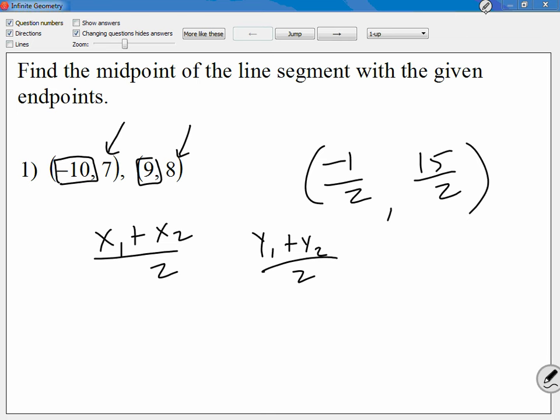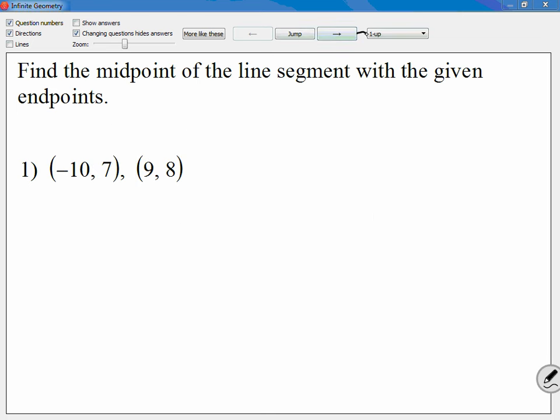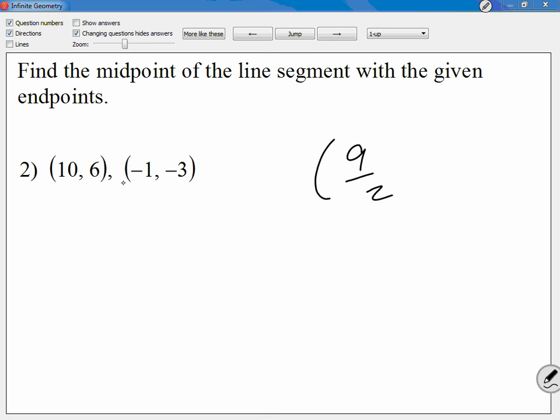Number 2. Let's take a look at question number 2. Alright guys, for the x value, let me add the x's. For the x value, I'm going to get 9 over 2. I added 10 and a negative 1. So that's 9 over 2. For the y value, I'm going to get 3 over 2. Notice I added the y's, 6 and a negative 3. I cannot simplify any of them. I'll just leave it like that.